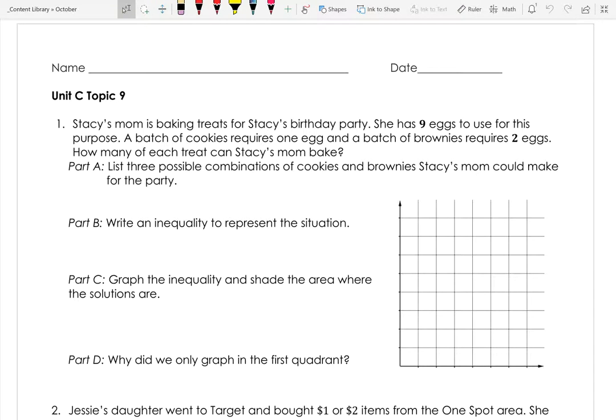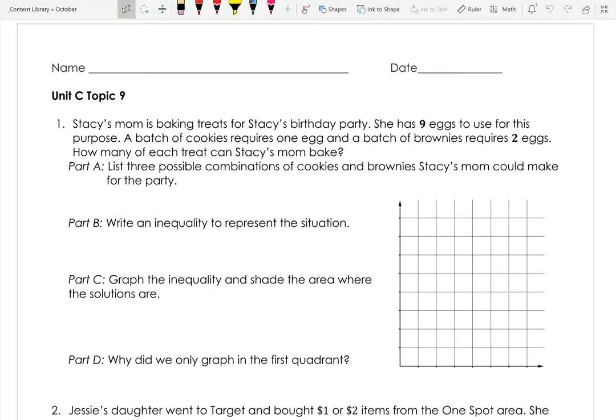Here we're covering inequalities and graphing inequalities, two variable inequalities. We're eventually going to move on to systems of inequalities, but first we're going to try and come up with an inequality that contains two variables and explain what they talk about, explain what they mean, and graph them.